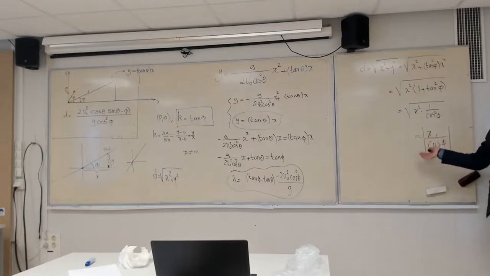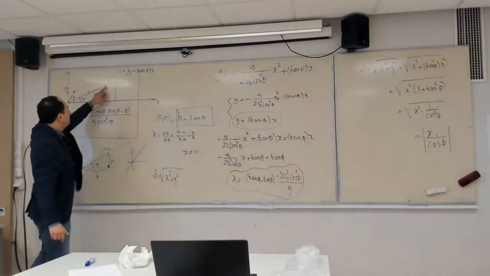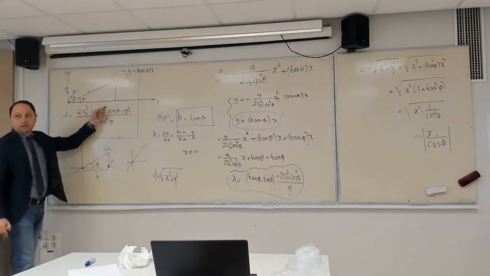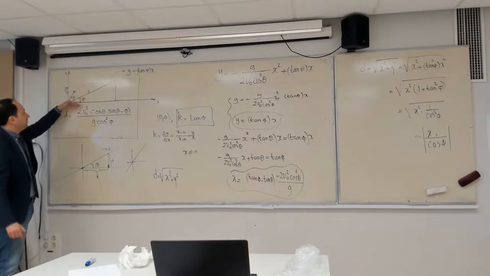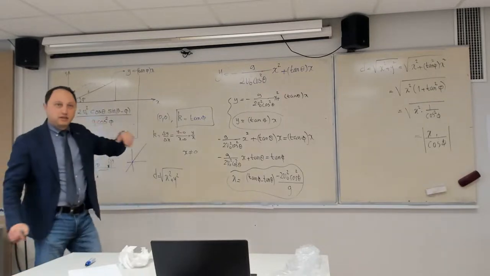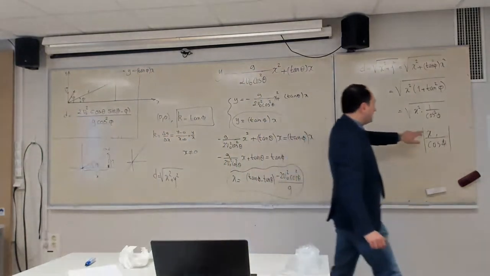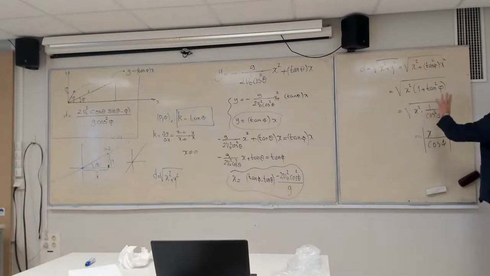Why? Here, I need to go back to the physics problem. So x is here, but it's clear x is positive. And what is phi? Phi is between 0 and 90 degrees, definitely. So it is in the first quadrant. So cosine is positive. So I don't need it. You need to pay attention to these calculational details. They are very important. There is no exception.